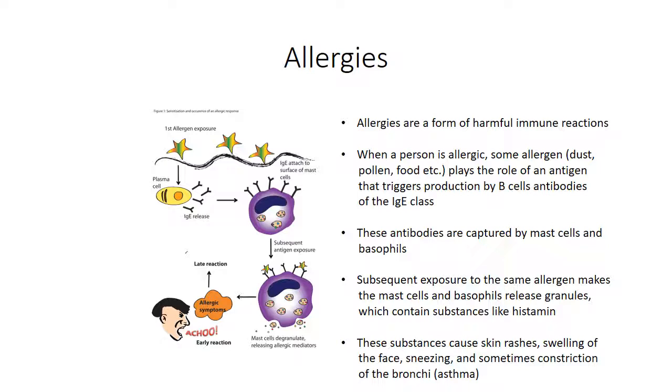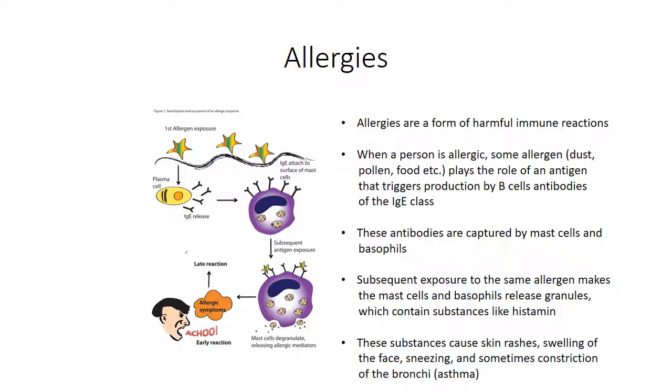These substances cause skin rashes, swelling of the face, sneezing, sometimes constriction of the bronchi, asthma. These substances vary. Some of them are less harmful than others. For example, histamine is one of the mediators of allergy, but if you have some itching, you take Benadryl, which is an antihistamine drug, and it goes away. And so it's relatively easy to fight, to make go away with medication.